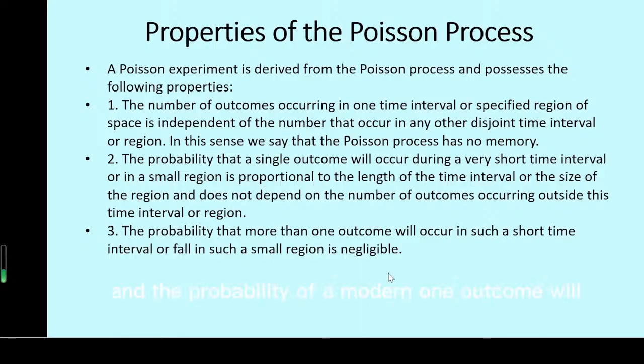And the probability that more than one outcome will occur in such a short time interval or fall in such a small region is negligible. So we assume that in the Poisson process, there is no possibility that two events occur exactly at the same time. This is not possible. We only have one occurrence after another. It is not possible for two to occur in one very, very small time interval, right?